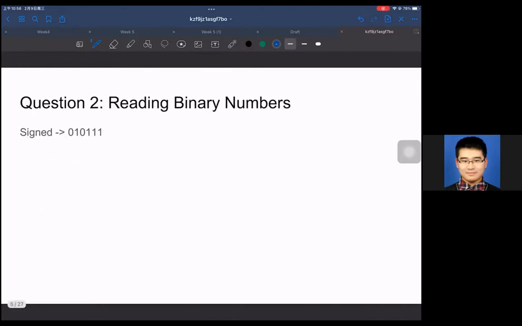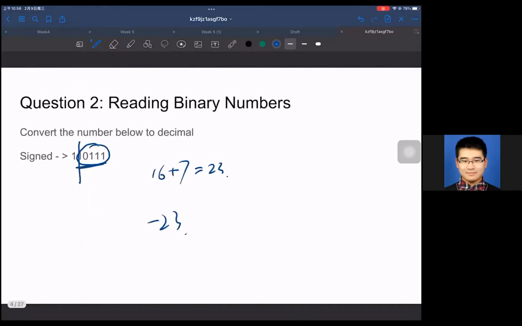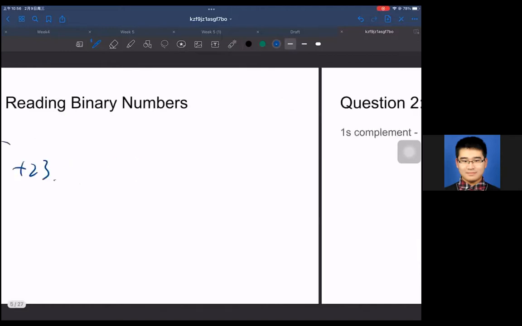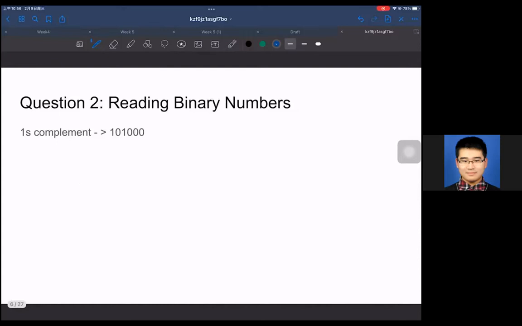So for the, wait, why is this sign? Oh, okay. This time it's just a plus 23, because the sign is 0, which means we got a plus sign over here. So for 1's complement, unfortunately, it's going to be a negative number. So how are we going to do this?